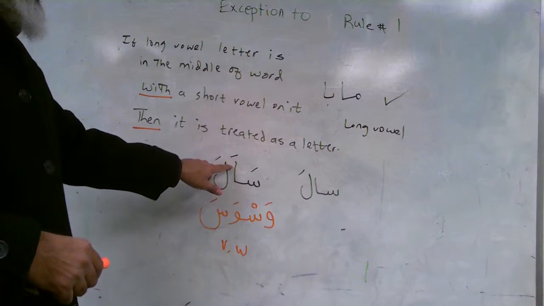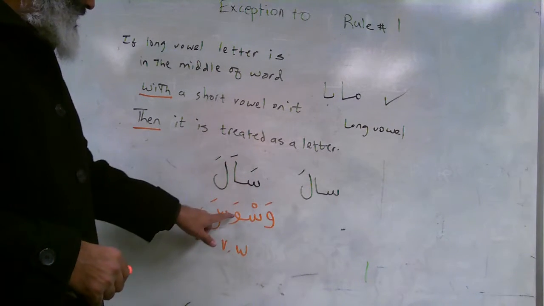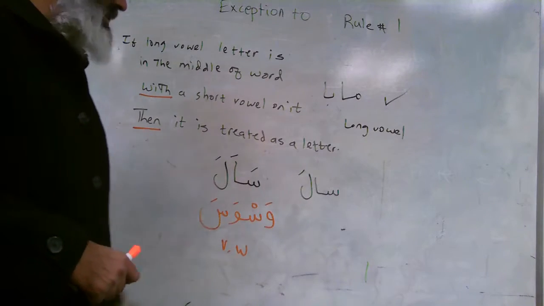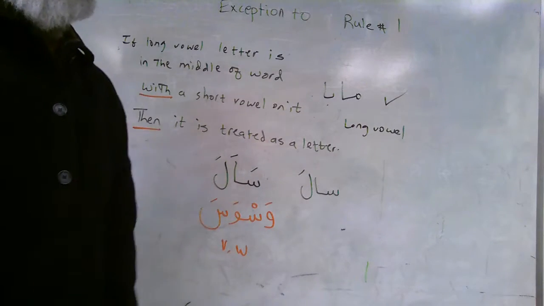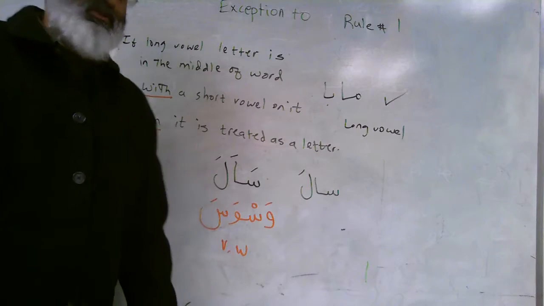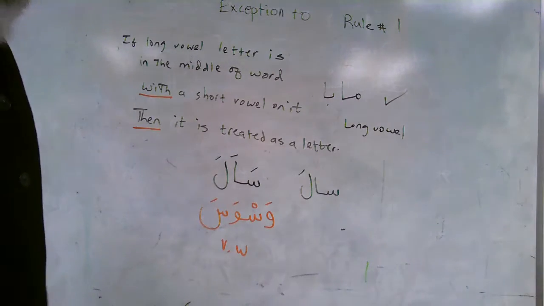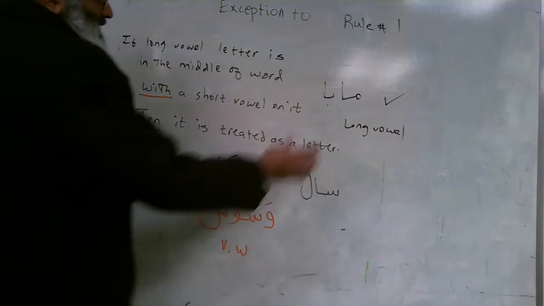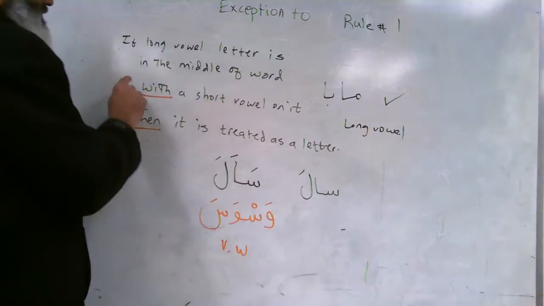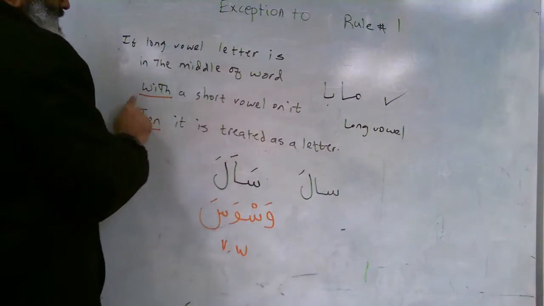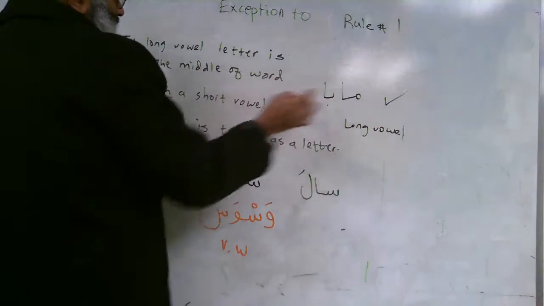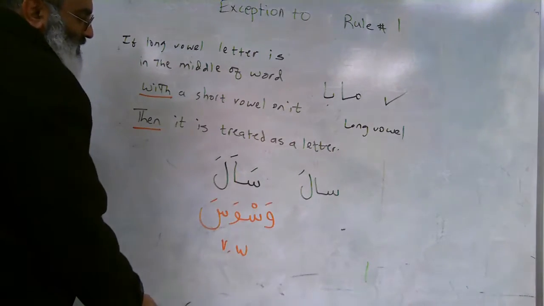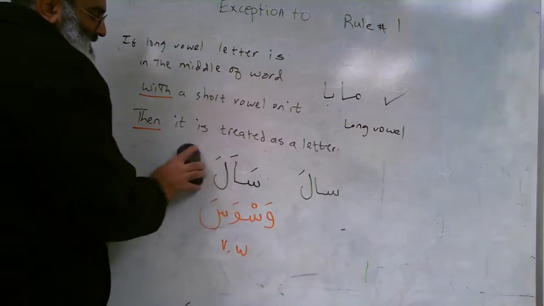So you see alif in the middle of the word with a short vowel, you see waw with a short vowel. Similarly, if ya comes in there, ya is treated with the ya sound, so it will also be treated as a letter. So inshallah this rule makes sense. This was the general rule, but the exception is that if the long vowel letter gets a short vowel on it, then it should be treated as a letter and should be read as a letter.